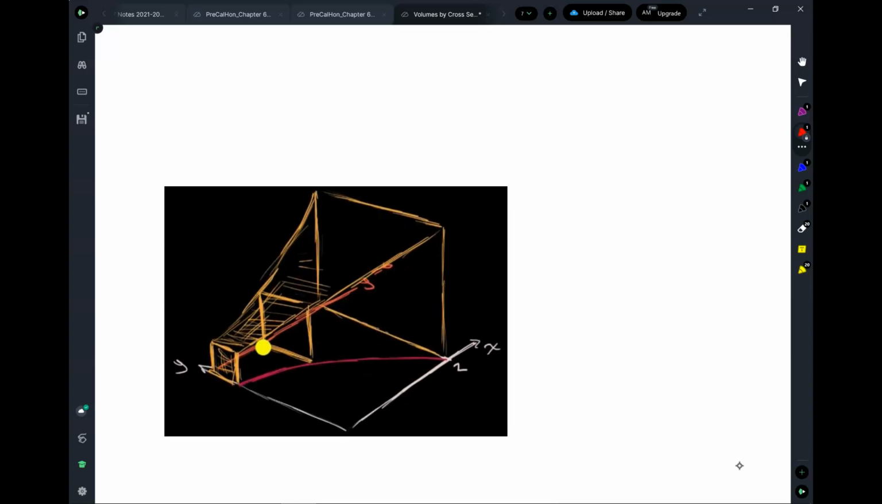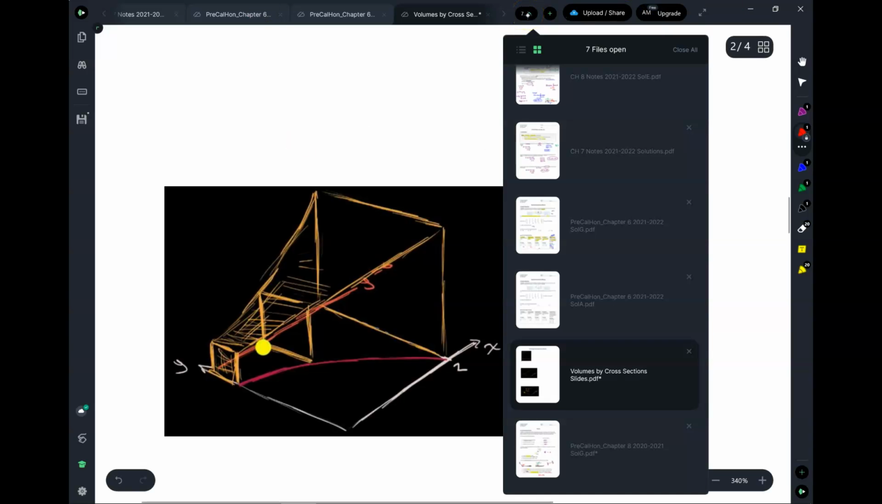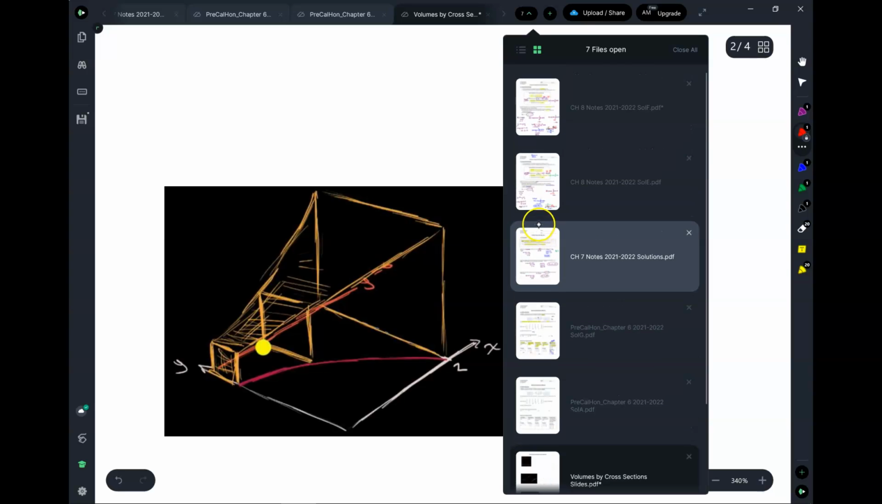A little. It's very, very difficult to visualize. That's why I do my best to do things like this. So let's move on here to what we were doing before.